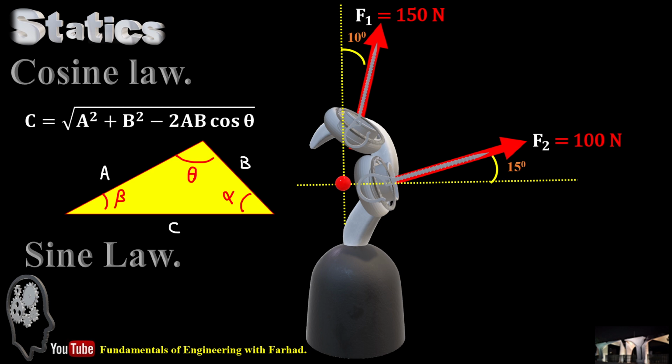And sine law says a over sine of alpha is equal to the length of b divided by sine of beta, and the length of c over sine of theta. These are two important laws which are very useful in statics.